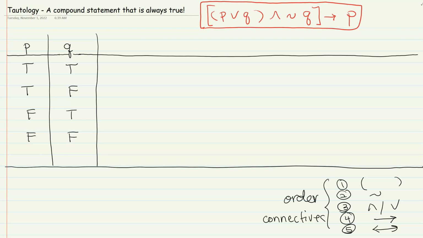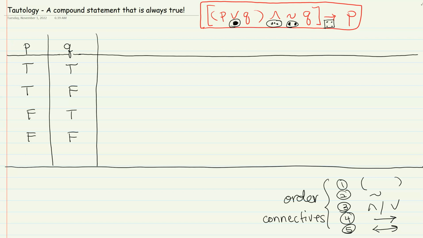So when we look here, for the first order, we would go inside parentheses first. And then when you go outside, it's and, or, not Q. So not Q would go before and, so that would be my second order. And then my third order would be and, and lastly, my fourth order would be if then.